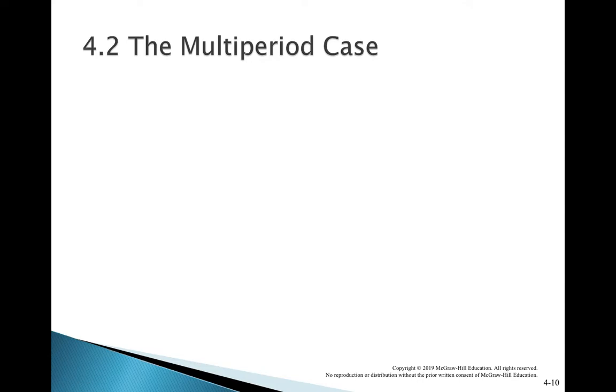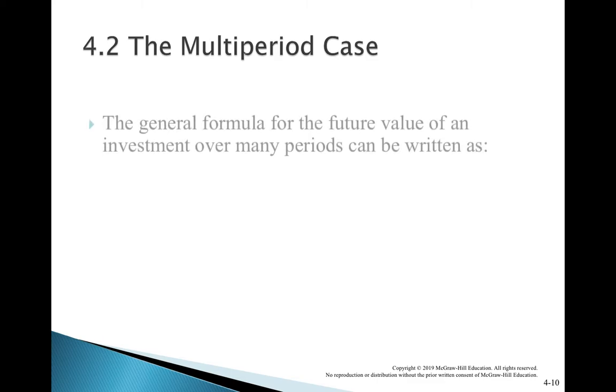Now we will discuss the multi-period case. In the previous discussion we saw the single period, 1 year, with a single present value, a single future value and a rate of interest. We calculated the net present value; if positive, we accept, otherwise we reject.